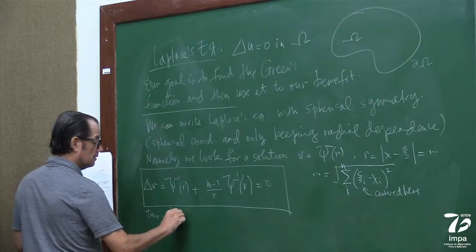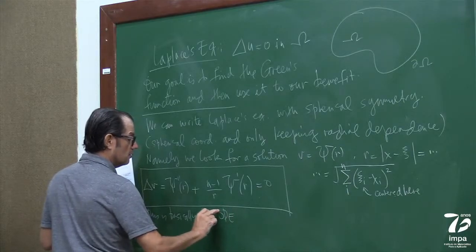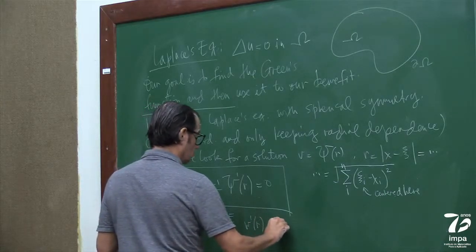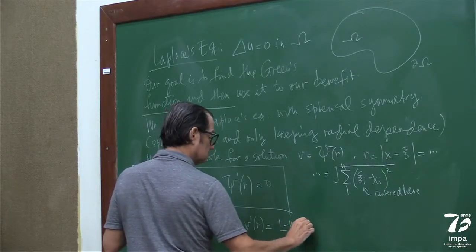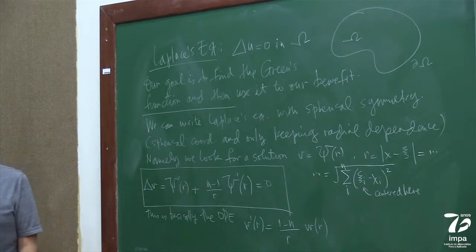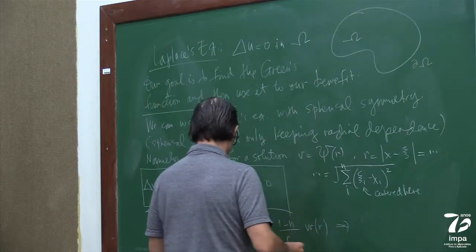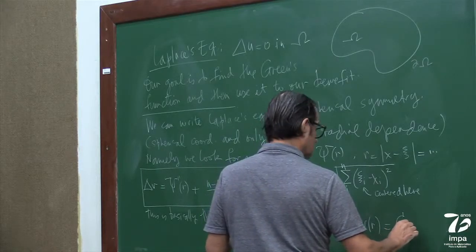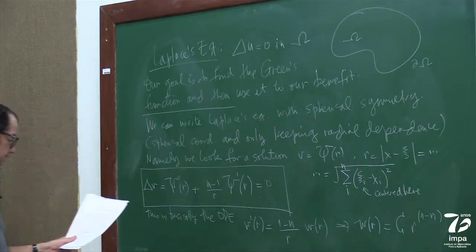This is basically the ODE W prime of R, 1 minus n over R, W of R, right? Because it's a derivative here, a trivial change of notation, I said coordinates, sorry, I said it wrong. So W of R, if we integrate this twice, we get this.